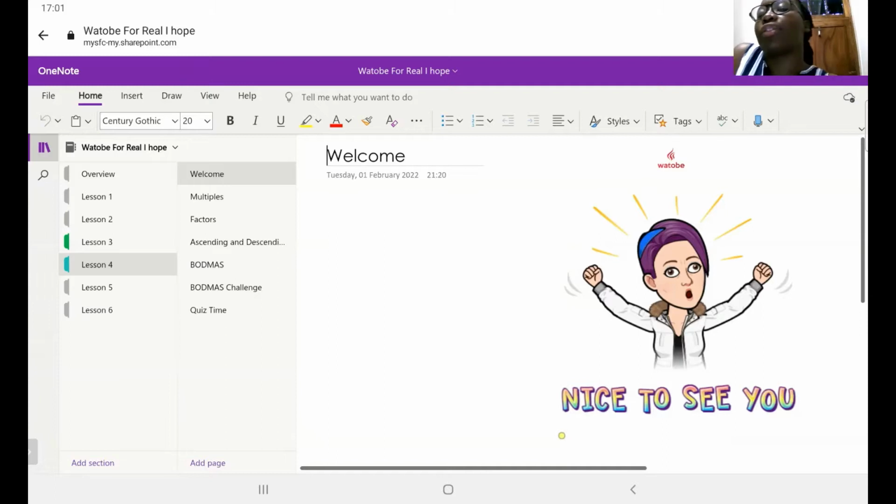Who can kind of sort of explain to me what a multiple is? What do you guys think? Okay, I've got one hand. I'm hoping to see a lot more. Oh, that hand went down.